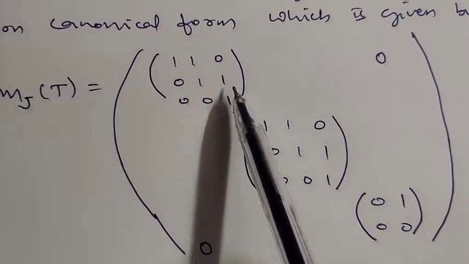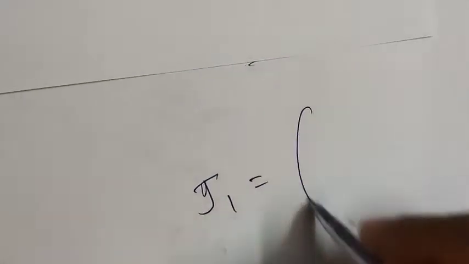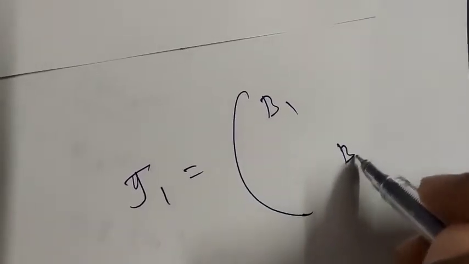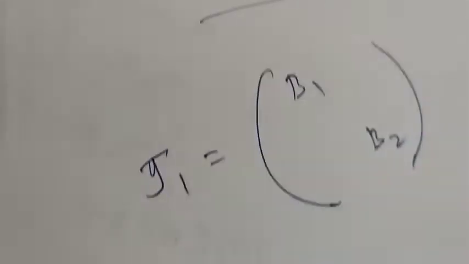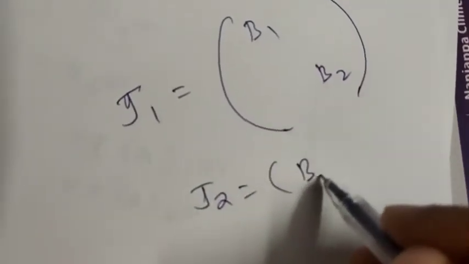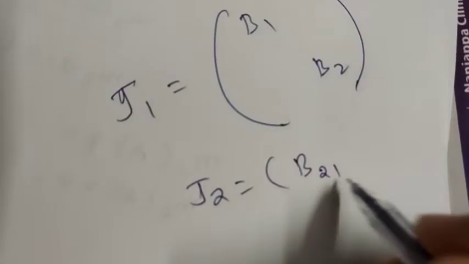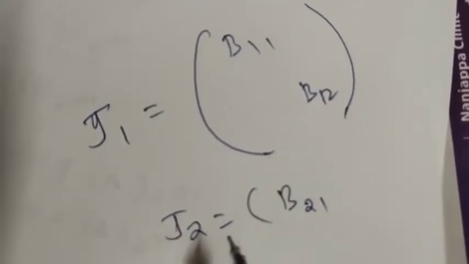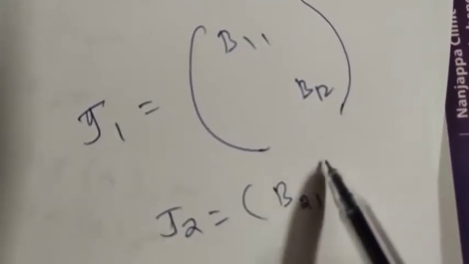J1 contains here B1, B2. Okay, for this particular problem, J2 contains only B21. I may call this B11, B12, B11, B12. This is J2, which is B21.